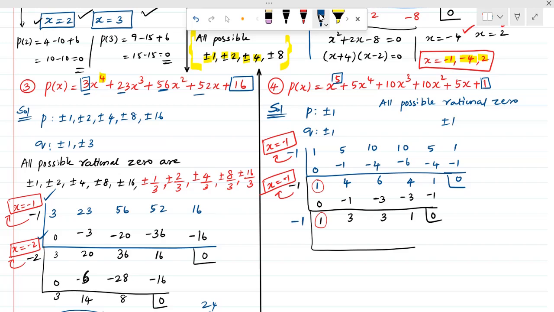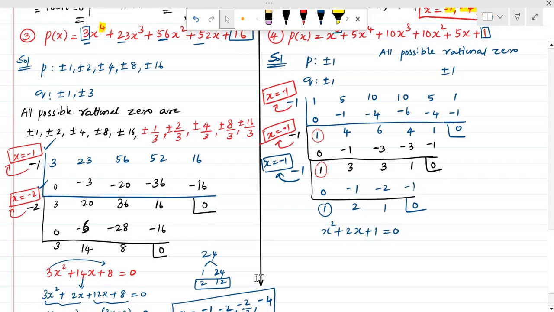Now similarly, I will try with minus 1. What happened here? 0, 1, then minus 1, 2, here multiply minus 2, plus 1 and multiply minus 1. Therefore, it is a 0. So this is one more zero, x equal minus 1 again. Now this is reduced to x power 2. So this is x power 2 plus 2x plus 1 equals 0. How will you solve? This is actually x plus 1 whole square equal 0. This is the expansion.